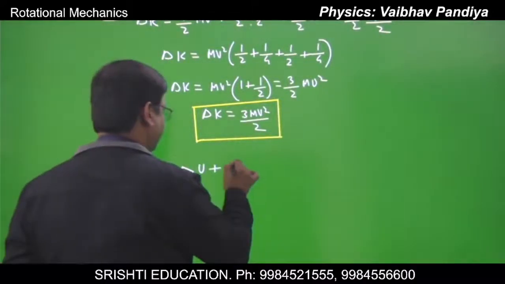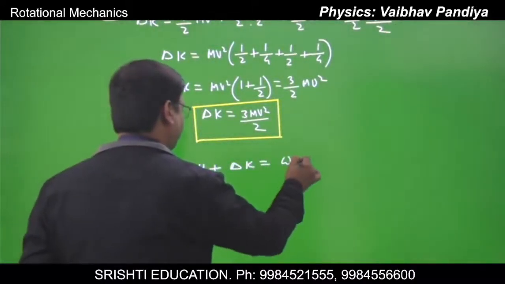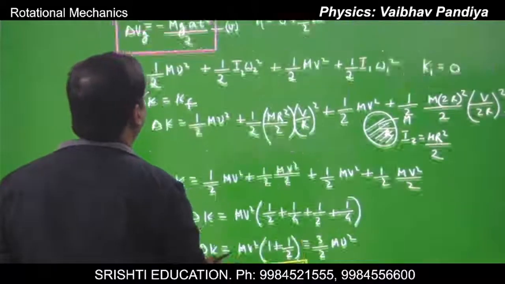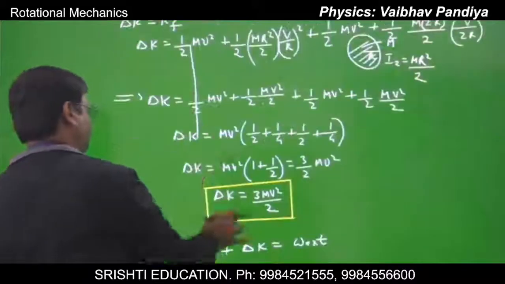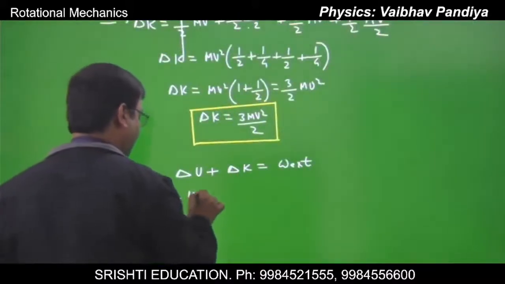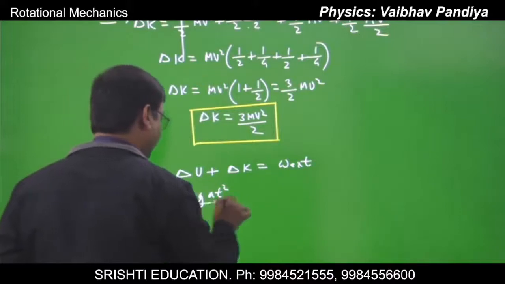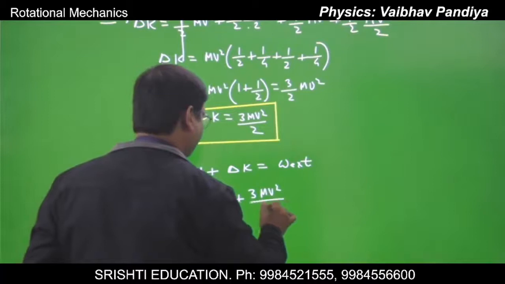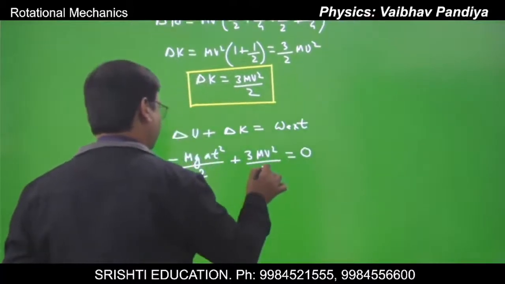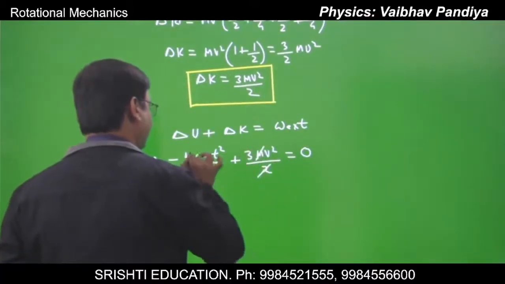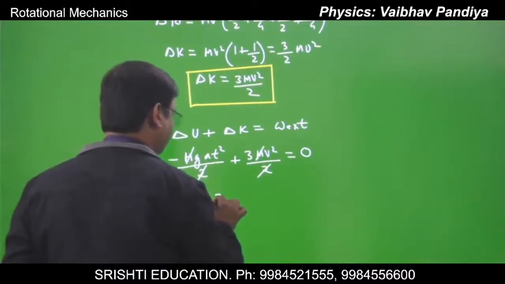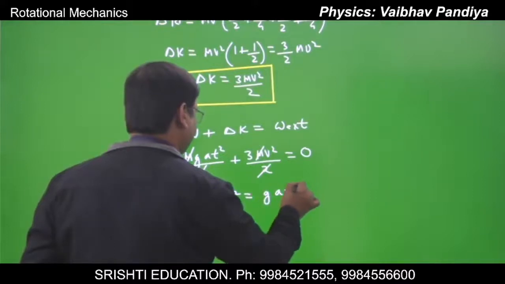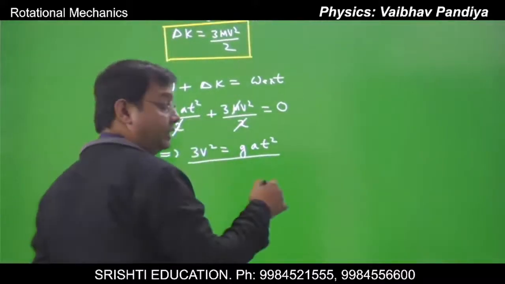Delta U plus delta K is the work done by the external agent. So we'll get minus delta U came to be minus mg a t square by 2, minus mg a t square by 2, plus 3 m v square by 2 will be equal to what? 0. Now 2 will get cancelled away, m got cancelled away, so therefore you'll get 3 v square is what? g a t square. Now can we get v in terms of a?